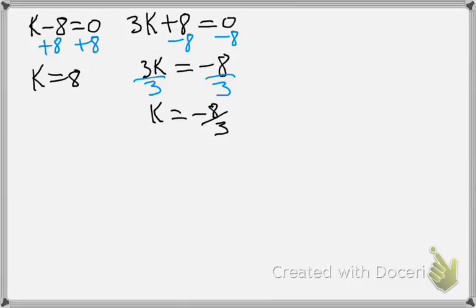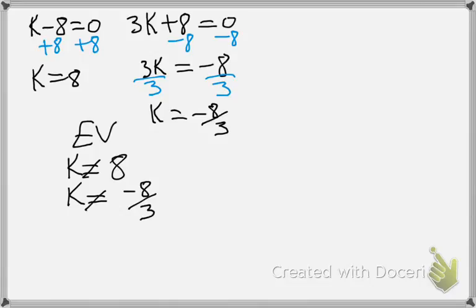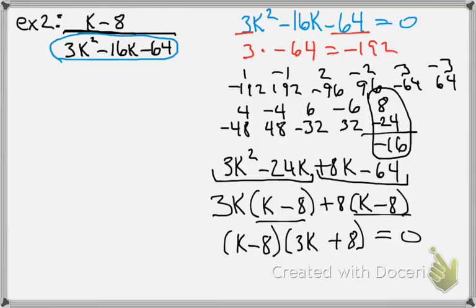So those are my excluded values right there. I know that k cannot equal 8, and k cannot equal a negative 8/3. We're going to use that in our answer at the very end. So far we've completed step 1. We found our excluded values. So we can go back to our original problem.